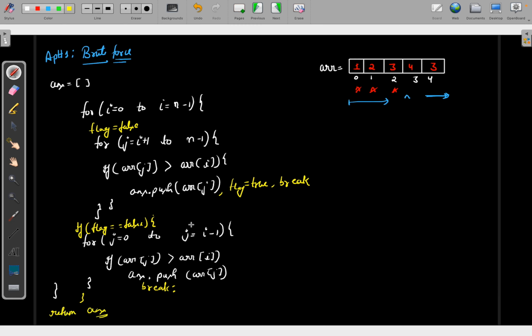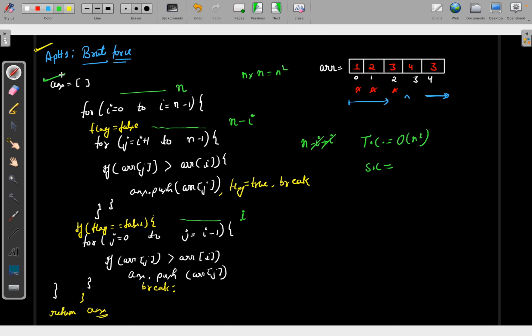So n iterations on the parent loop, and n iterations inside it. For each ith element, j performs n operations. So what will the time complexity be? That will be big O of n square, n into n. For space complexity, we are not taking any extra space apart from this answer array, so it will be big O of n, and this will be my solution to this problem.